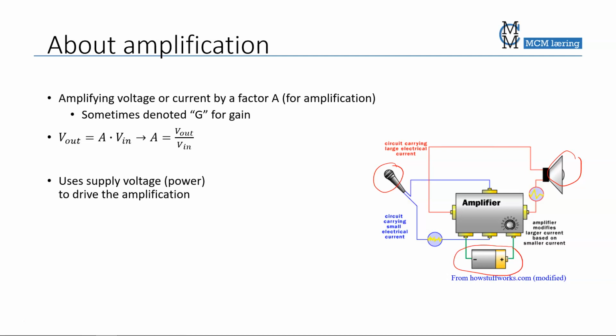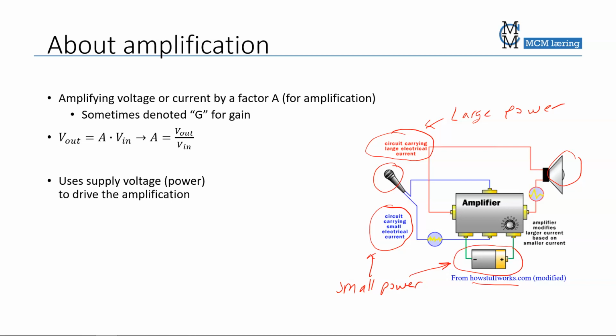So you need power to drive the amplification. In the figure here, which I by the way stole from How Stuff Works and modified, I added the power supply because that's necessary. But in this figure it says that the circuit carrying a large current and circuit carrying a small current. Well, I would really modify that to say large power, and here small power. Because amplifiers can amplify voltage, they can amplify current, and if they amplify both, you know that the power equals the voltage multiplied by the current, so also the power is amplified. So they are basically power amplifiers.